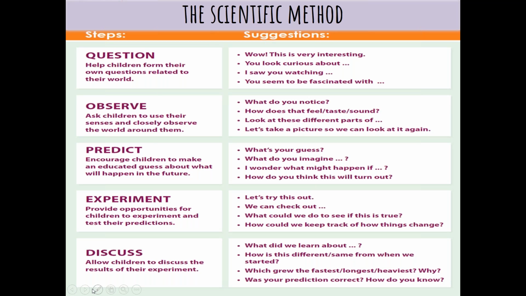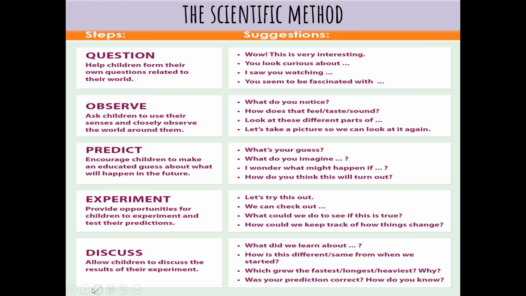You're going to help your children conduct experiments. You're going to provide opportunities for children to experiment and test their predictions out. Some suggestions for that is you can say, "Let's try this out." "We can check out, what could we do to see if this is true?" "How could we keep track of how things change?"